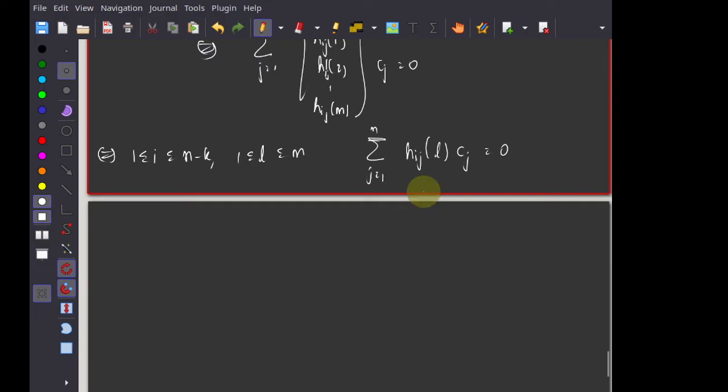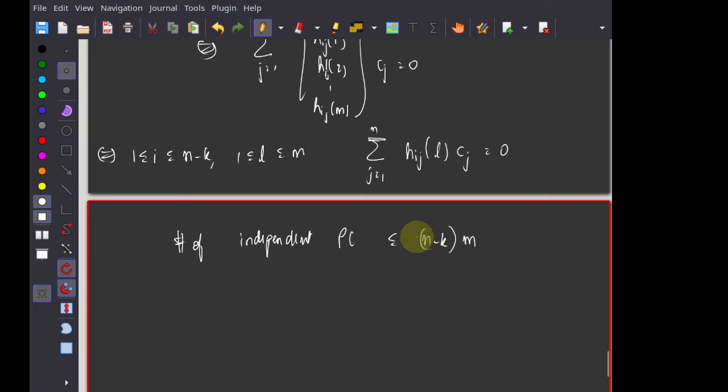So some of these parity checks may not be independent. I'm not claiming that all of these parity checks are independent, but the number of parity checks that I can get is (n minus k) times m. So the number of independent parity checks is at most (n minus k) times m. See that?